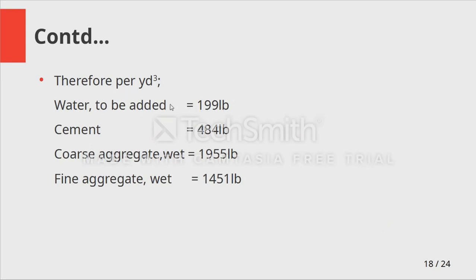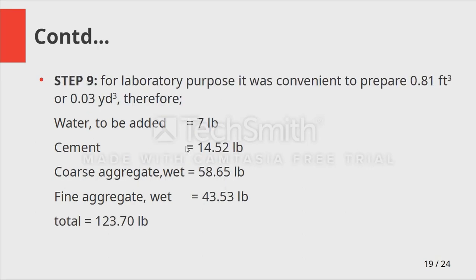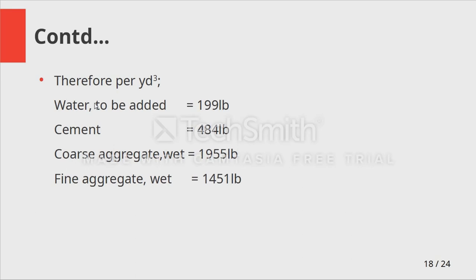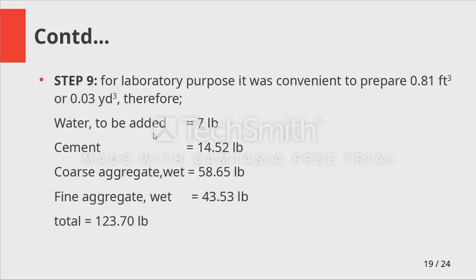Therefore per cubic yard values for water to be added is 199 lbs, cement to be added is 484 lbs, coarse aggregate wet weight is 1955 lb, fine aggregate wet weight is 1451 lbs. Now the last step was to perform the trial and error procedure. For laboratory purposes it was convenient to use 0.03 cubic yard. It is given in the example that we need 0.03 cubic yard of concrete. So we just multiply these values with 0.03, and we get these values for water, cement, coarse aggregate, and fine aggregate.